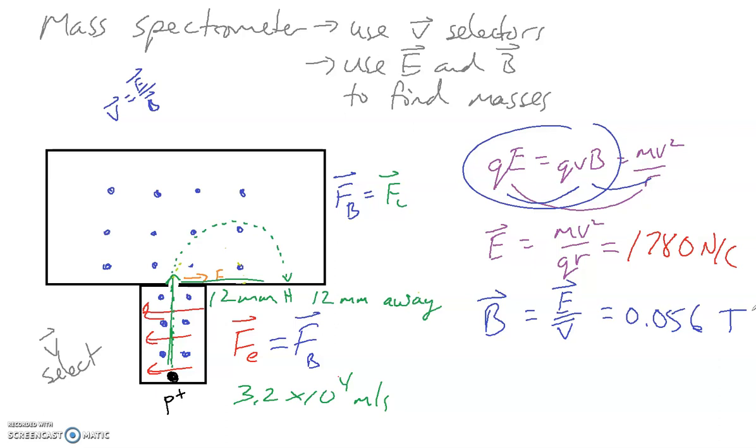It's basic F equals QE, basic F equals QB, and basic F equals MV squared over R. Tying them together, no big deal. Just make sure you use the radius here, not the 12. You don't want to use the 6 millimeters when you do the radius calculation here. But other than that, that's pretty much it. So it's relatively straightforward, just basic forces and tying things together.